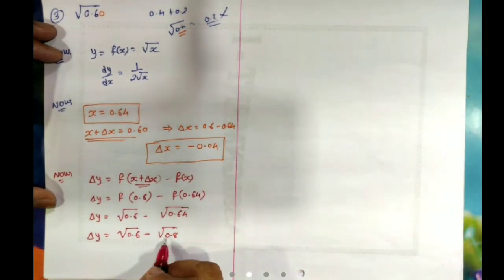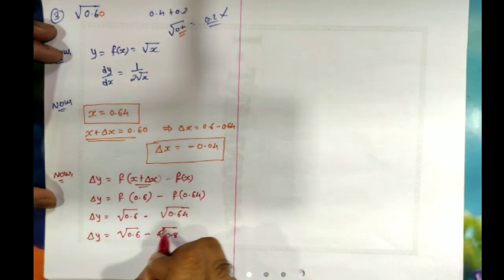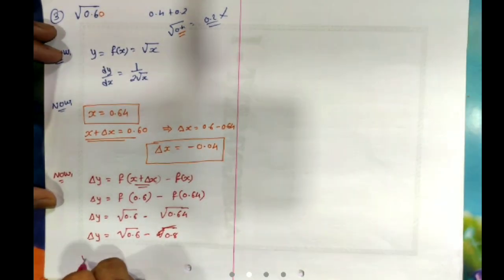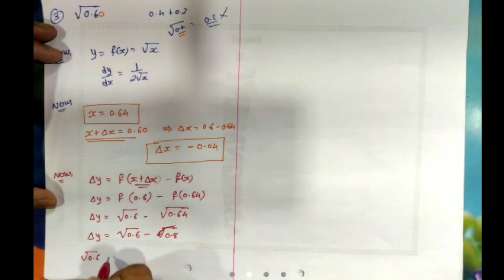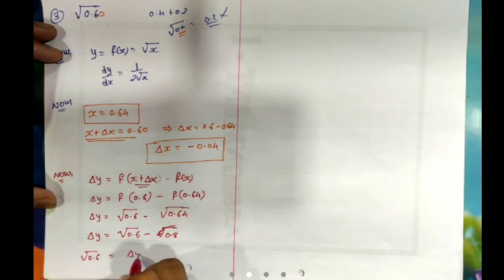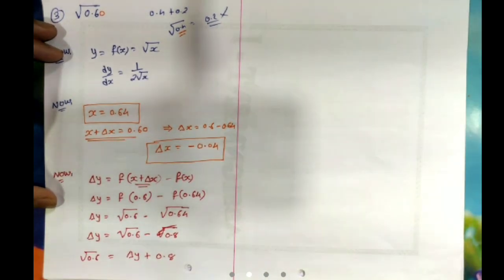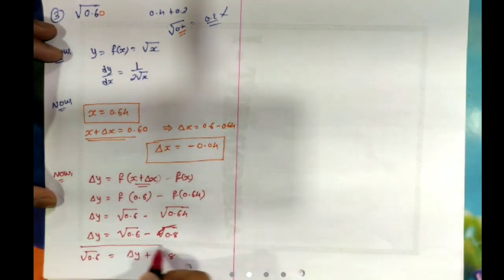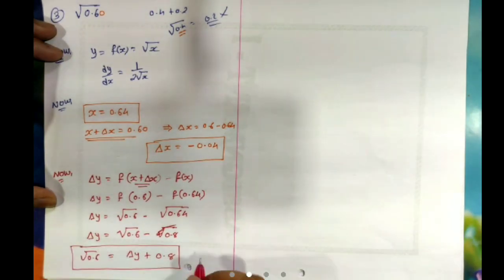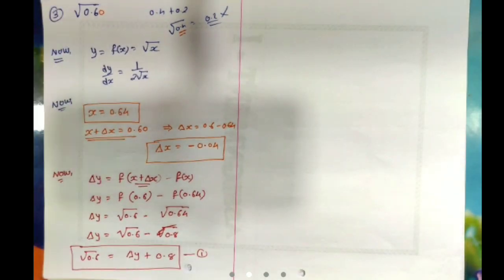Done? So take this 0, sorry, square root will not come, only 0.8, and therefore square root of 0.6 is equal to delta y plus 0.8. Say this one as result number 1.